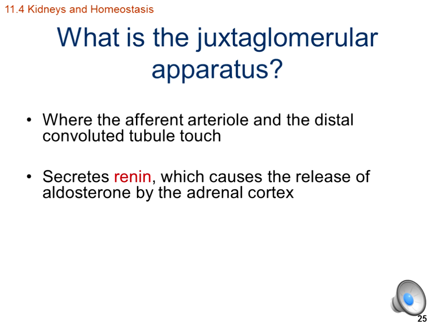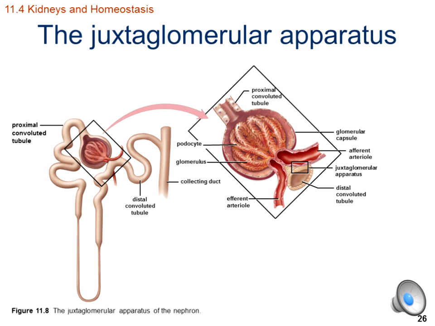So the juxtaglomerular apparatus is where the afferent arteriole and the distal convoluted tubule touch one another. At this point, a very important thing happens: the hormone renin is released, which causes the adrenal glands that sit on top of the kidneys to release aldosterone, which will trigger the ascending loop of the nephron to actively pump out sodium and chloride so that we can actively retain or reabsorb more water, as well as reabsorbing the sodium and the chloride.